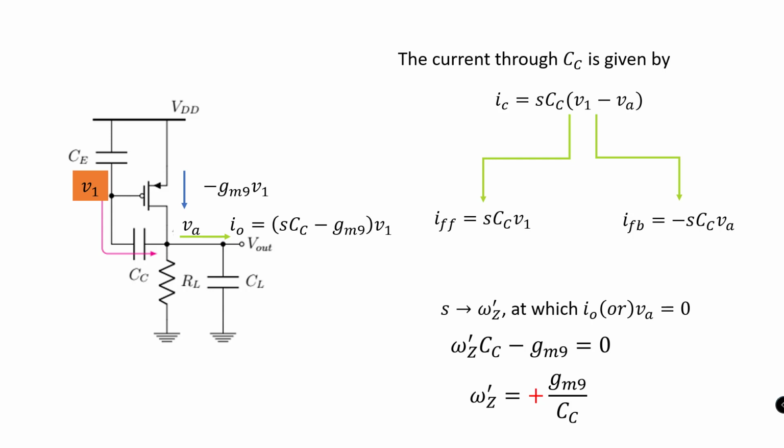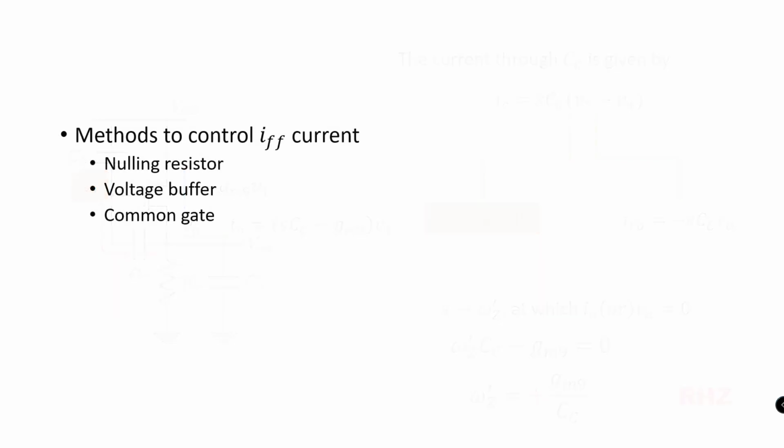Thus, it is pretty clear that it is this feed-forward current that is responsible for the 0. So to avoid 0, one has to find a way to control this feed-forward current, and there are basically three ways by which one can control this. The first one is by making use of a nulling resistor. The second is by using a voltage buffer. The third is using a common gate configuration. Out of these three methods, we will focus only on using the nulling resistor.